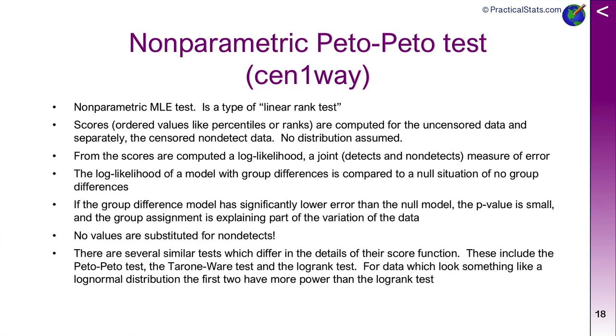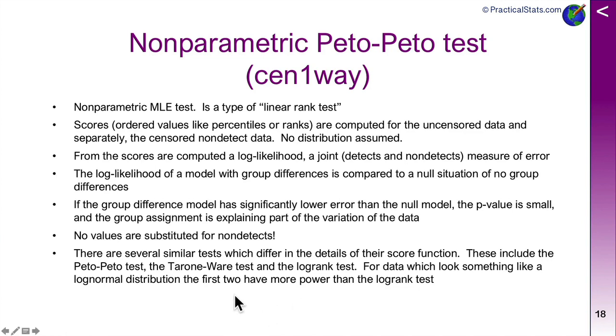The model is not just the null hypothesis, not just saying that there's just noise around all of the group means. It's saying that the group means really do differ. So if the group difference model has a significantly lower error than the null model, the p-value is small, the group assignment is explaining at least part of the variation of the data, a significant part, and we're going to reject the null hypothesis. So there are different ways to compute these scores that people have developed over the years.